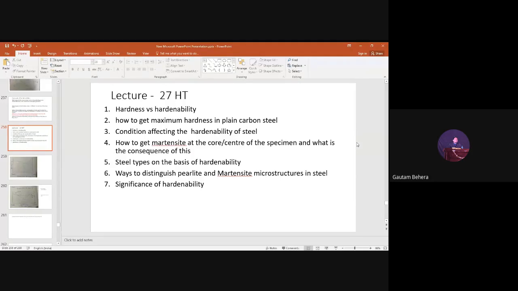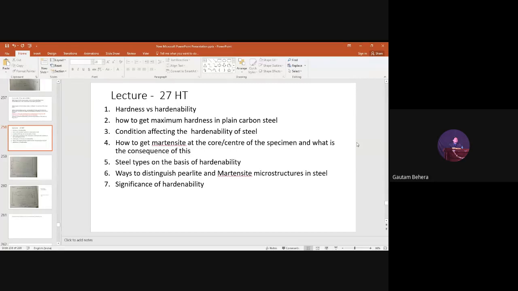As you remember, hardenability is a very important property of steel, whereby we can harden a steel. So what are the properties that affect it? We'll discuss it in detail in a coming lecture, but today I'll give you just an overview of that. How to get martensite at the core center of the specimen, and what is the consequence of this.